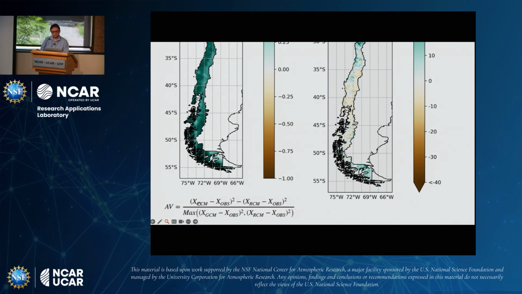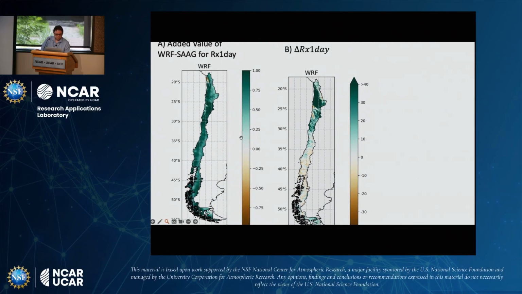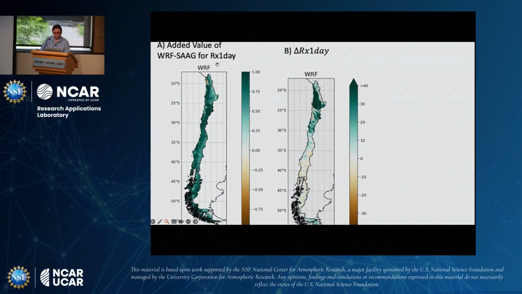When you have a positive value, it means your simulation is performing better for this index than the reference, than the global simulation, in this case ERA5. So as you can see, the WRF-SAC simulation is dark green, blue. So it outperforms the ERA5 simulation for the whole continent. And this is a result for the RX1day estimate. So it's a pretty nice result.